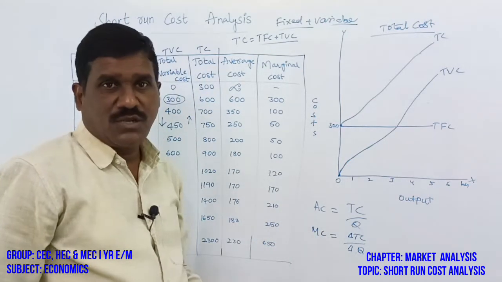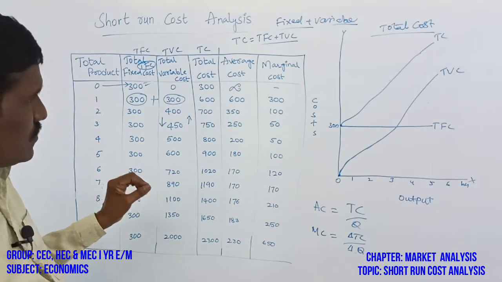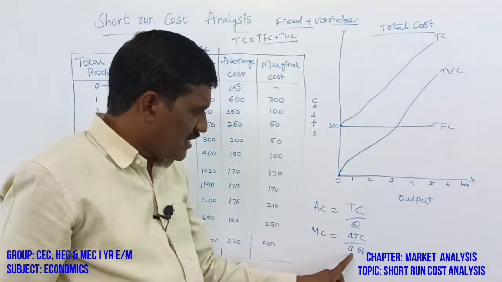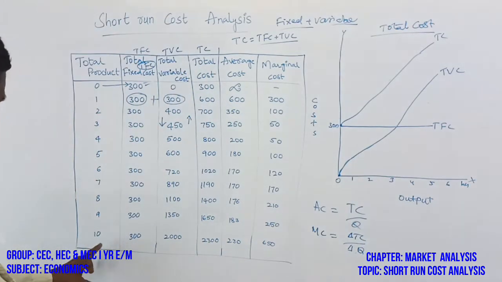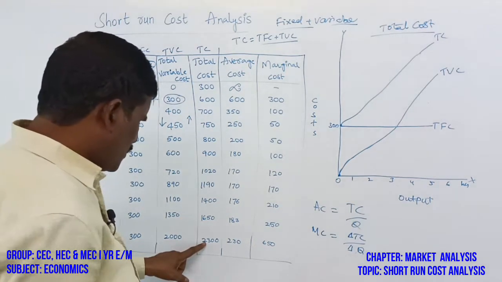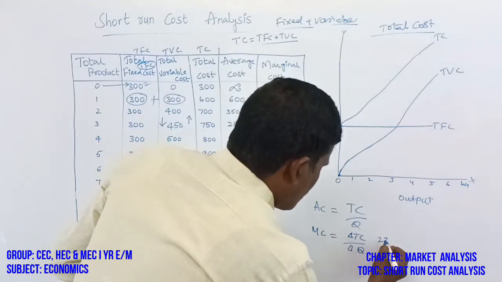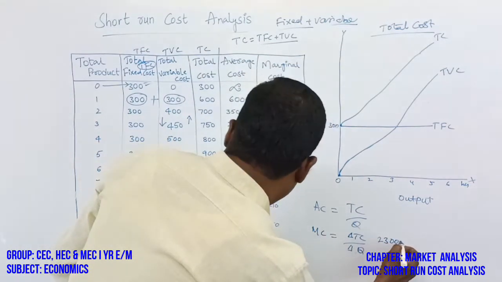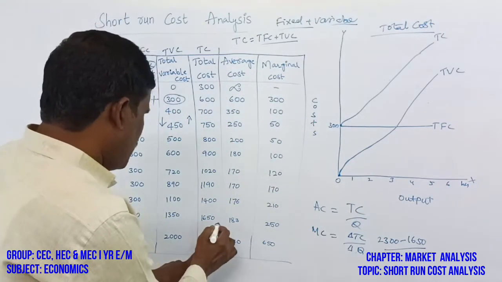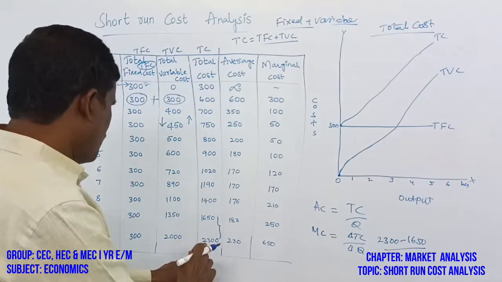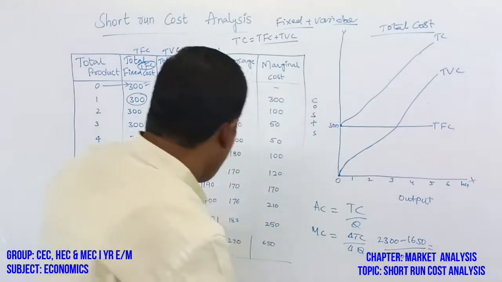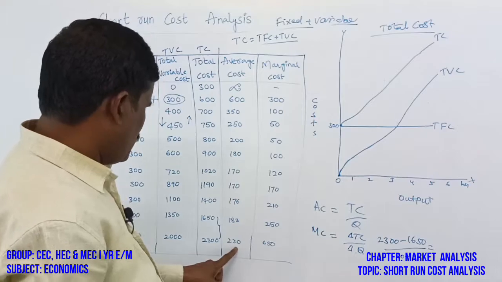Then marginal cost. How can we find the marginal cost? The marginal cost is the difference in total cost divided by the difference in quantity. For example, this is TC: 2300 minus 1650, divided by the difference between the previous and present quantity, 10 minus 9.